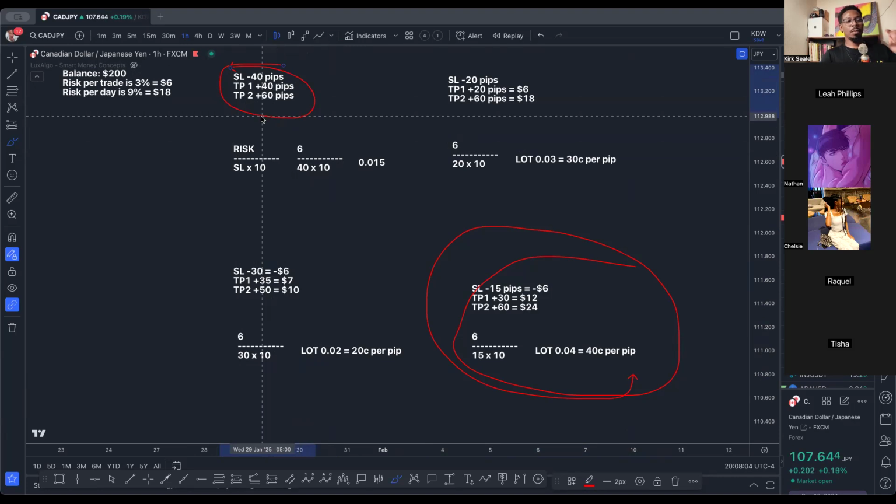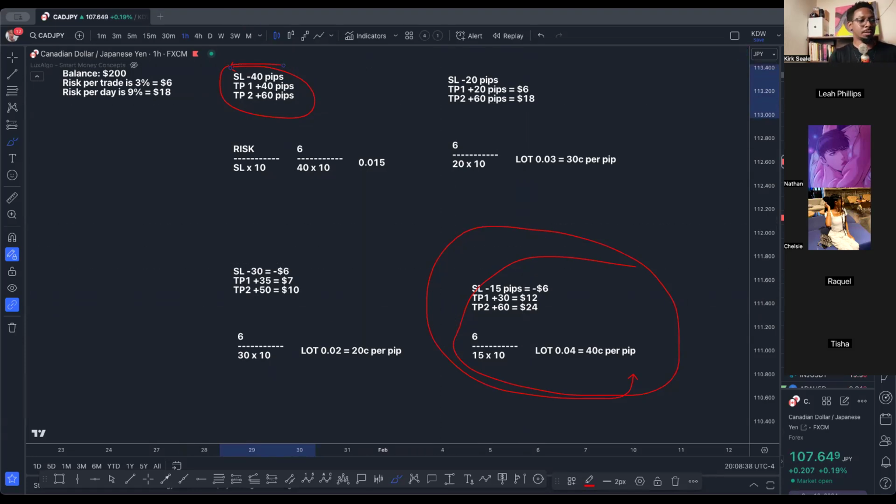So what I want you to take from this, right, as you're growing, the amount of pips that you're able to get on a trade is not as important as having a smaller amount of risk. All right, 60 pips here was $6. 60 pips here was $24. All right, cool.